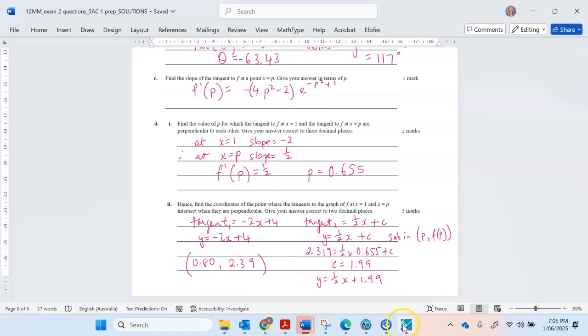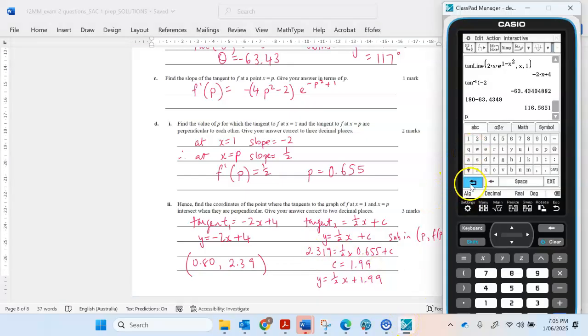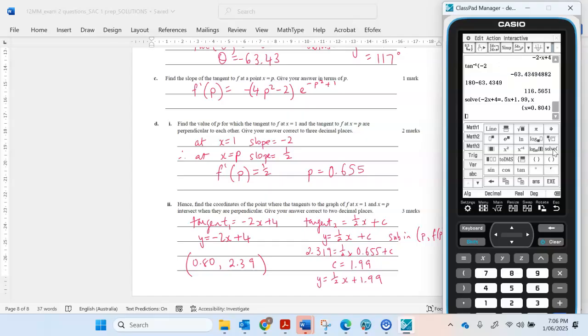Then I was running out of room, and I probably needed a bit more space. Then you can just let them equal each other. So -2x plus 4 equals the other one, 0.5x plus 1.99, and that gives the x coordinate of the first point. It only has to be to 2 decimal places. Just make sure you realize it's the equation of the tangents, not the equation of the original function. To get the corresponding y coordinate, you just substitute it into one of the tangents, it doesn't matter which one.